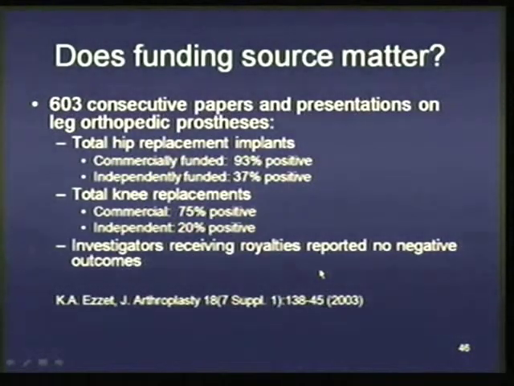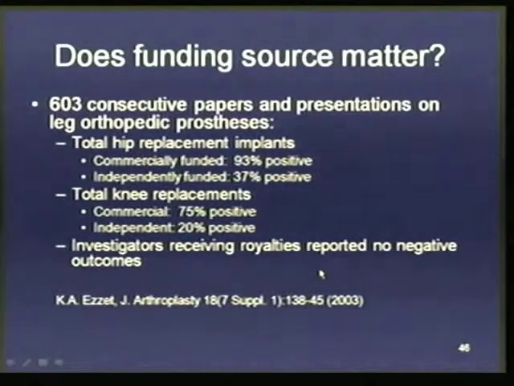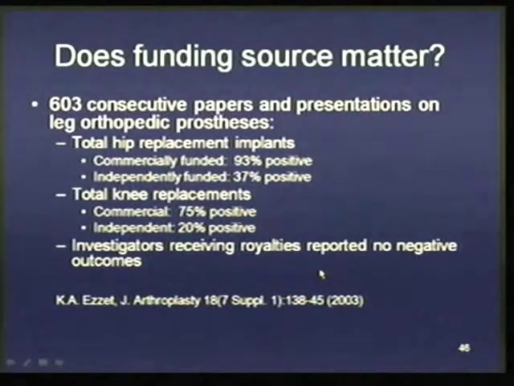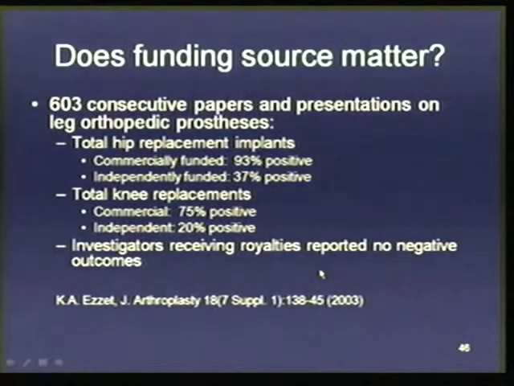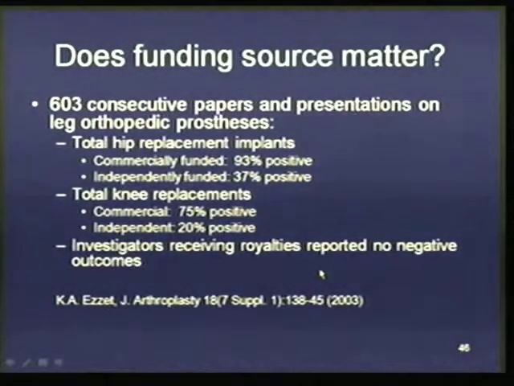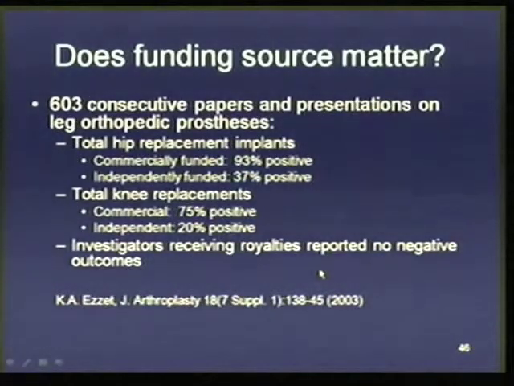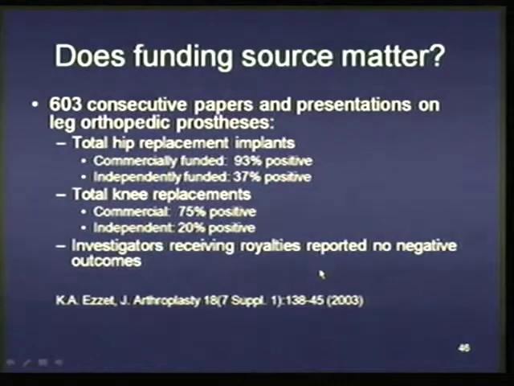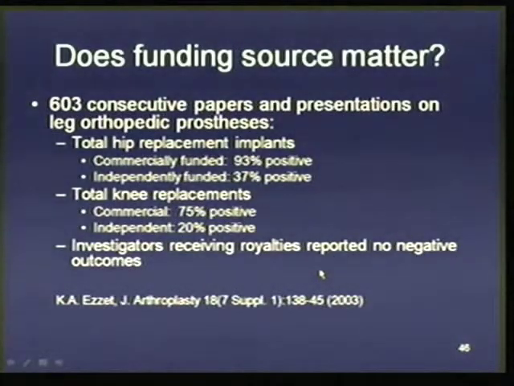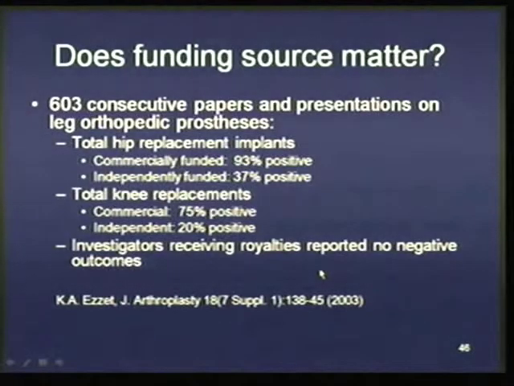That's quite a difference. When they looked at knee replacements, you see similar numbers. And when they looked at investigators who received royalties from the companies that made the hip implants, not one of those investigators published a negative outcome on their studies. And of course, that's an important place where you can control things, right? You could do a study and get a bad result. You say, yeah, I got a bad result. I'm putting that in the file cabinet. Forget about that one. Go do something else.